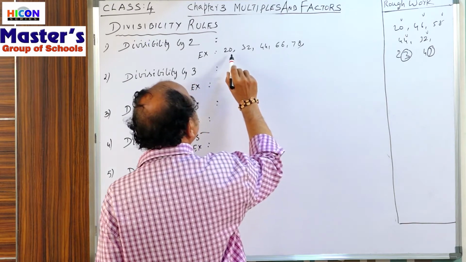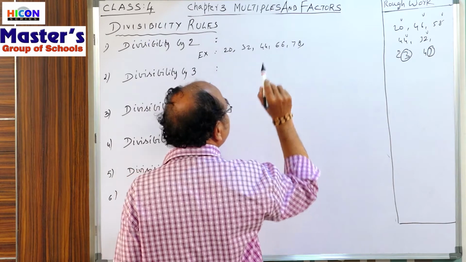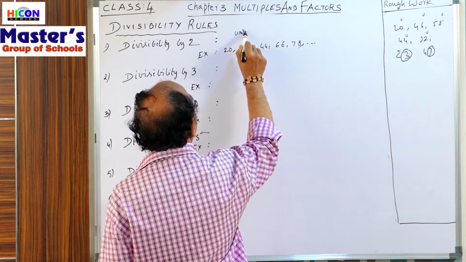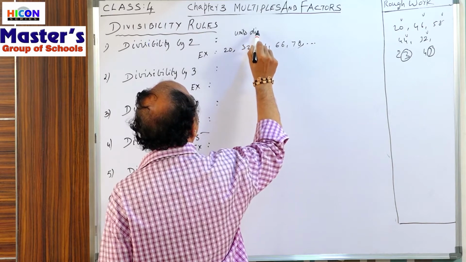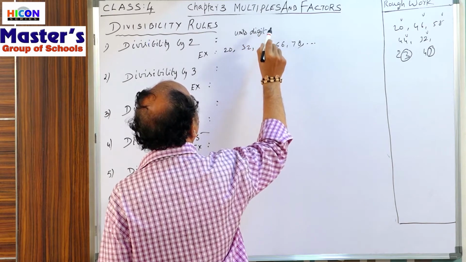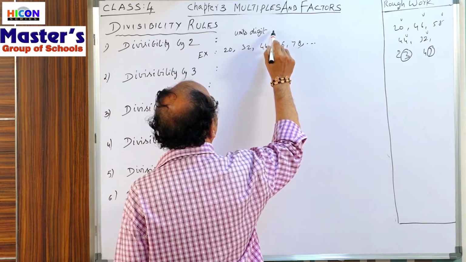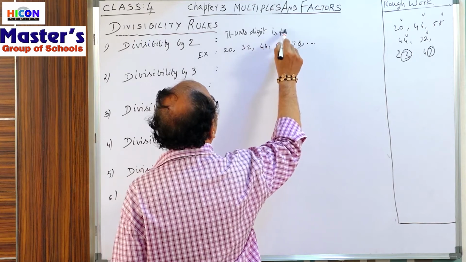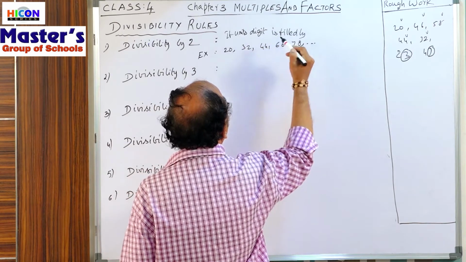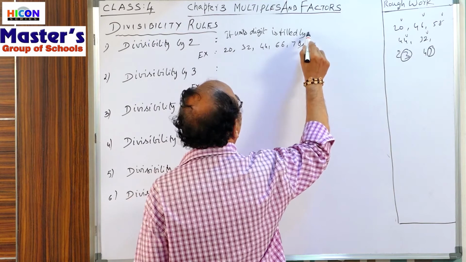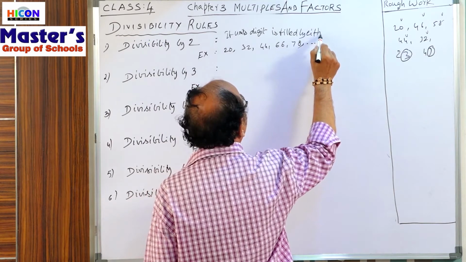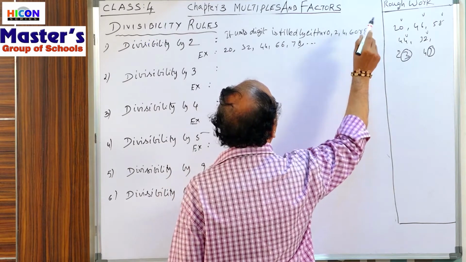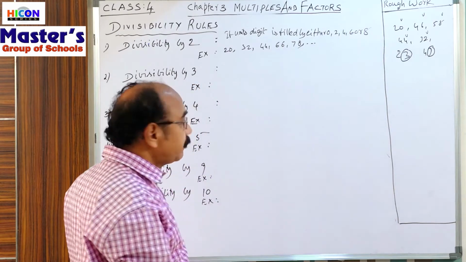0, 2, 4, 6, 8. What are the units digits? 0, 2, 4, 6, 8. If the units digit is filled by either 0, 2, 4, 6 or 8, then it is divisible by 2.